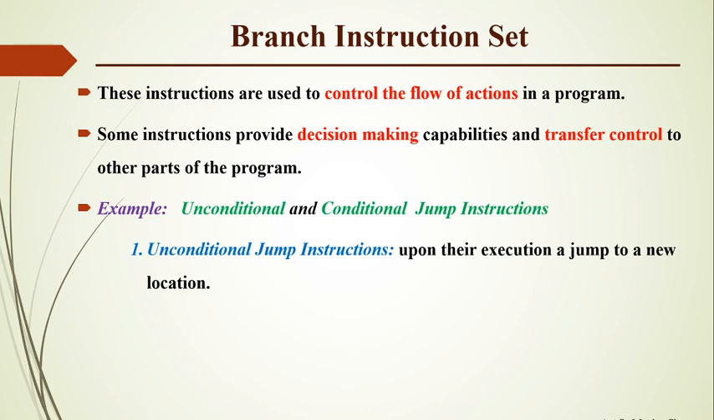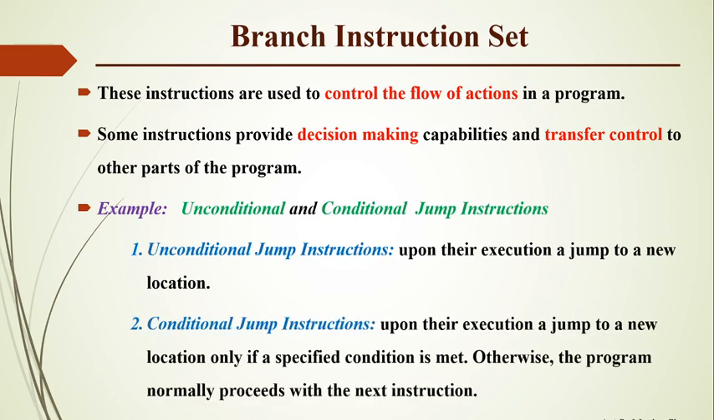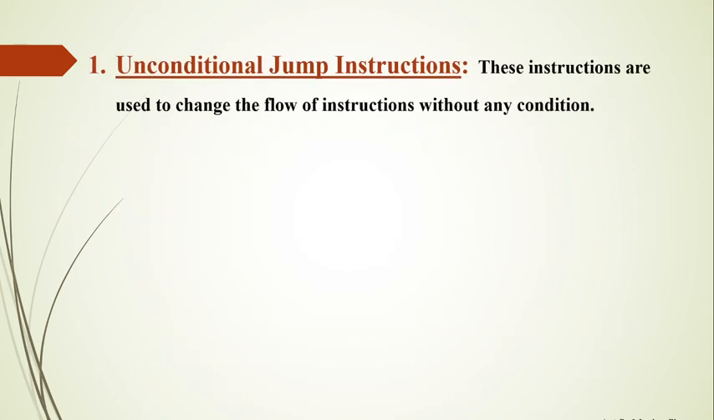Unconditional jump instructions are nothing but, upon their execution, a jump is taken to a new location, and for conditional jump instructions, upon their execution, a jump is taken to a new location only if a specified condition is met. Otherwise, the program normally proceeds with the next instruction. So let's see, first, unconditional jump instructions in detail.